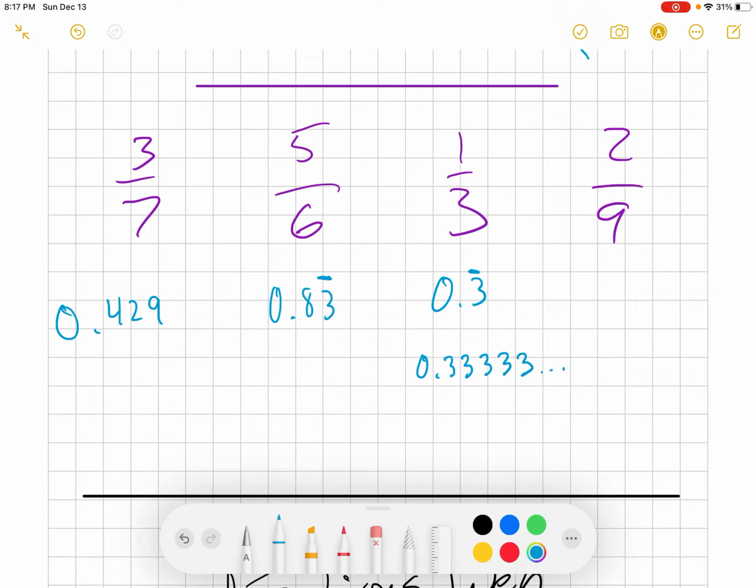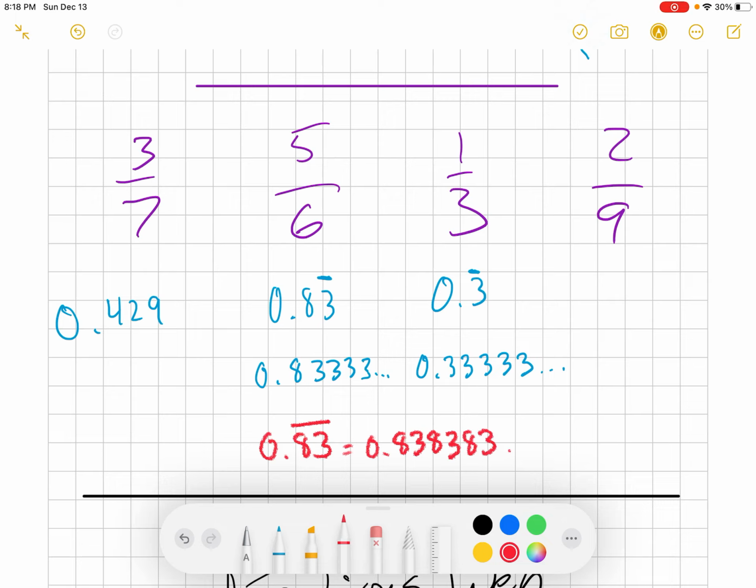Now since the left one here, since the 0.83 only has the line over the 3, this would be 0.83333, right, going on and on and on. Now just as a side note, if it said 0.83 and I wanted this in a different color and the lines are over the 83, then this one actually equals 0.83833.